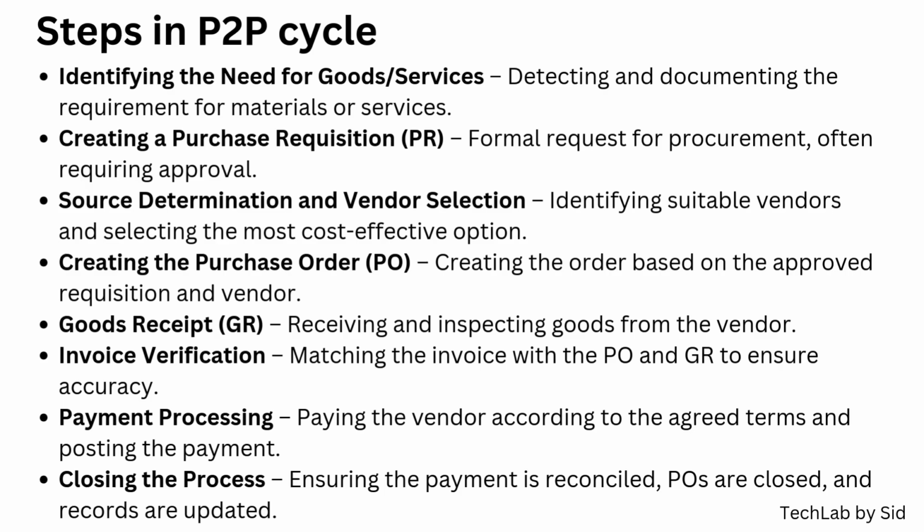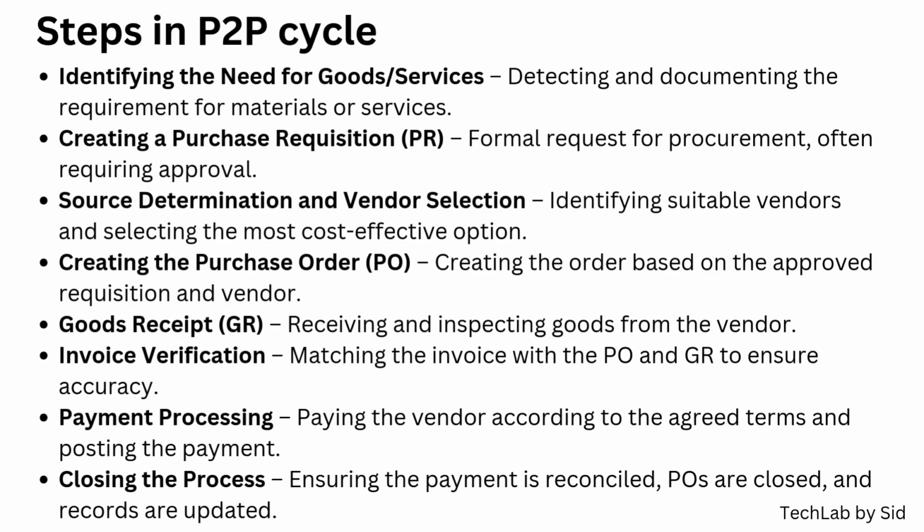Once the PR is approved, it's time to determine the best source for the required goods or services. This involves identifying suitable vendors and selecting the most cost-effective option based on factors such as price, reliability, and delivery timelines. After selecting a vendor, the next step is to create the purchase order or PO.